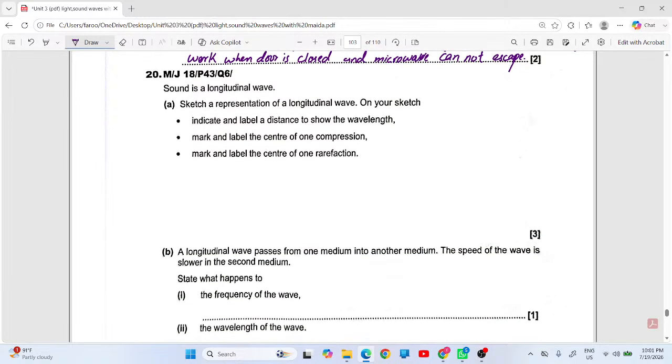Next: sound is a longitudinal wave. Sketch a representation of a longitudinal wave. On your sketch you have to show the wavelength, compression and rarefaction.